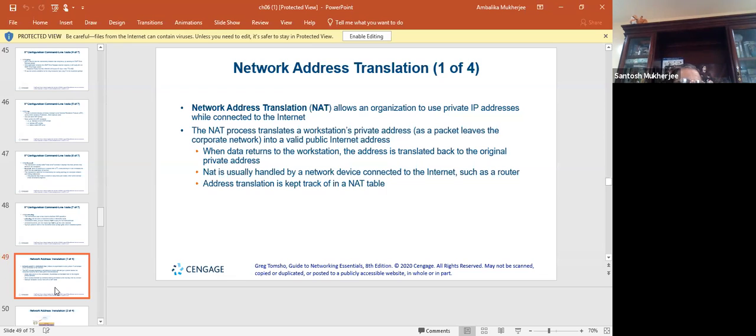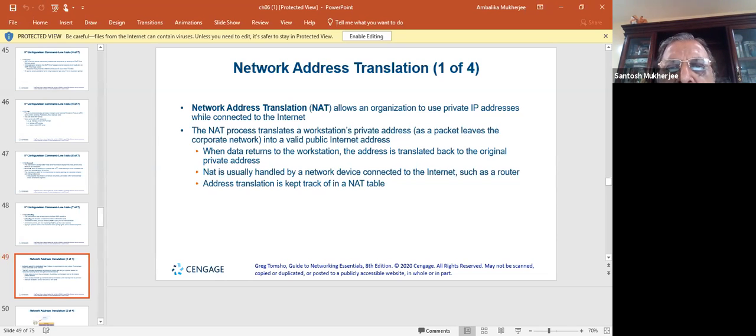when the packet leaves the private network and moves to the public network, NAT takes care of the translation of that network address. When data returns to the workstation, the address is translated back to the original private network address. So whenever it goes out, it goes through the network address translation, and again when it comes back from the public to the private network, it is checked and goes through the network address translation.